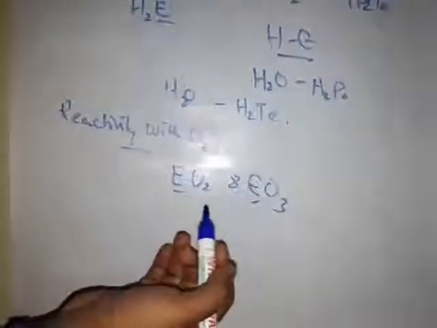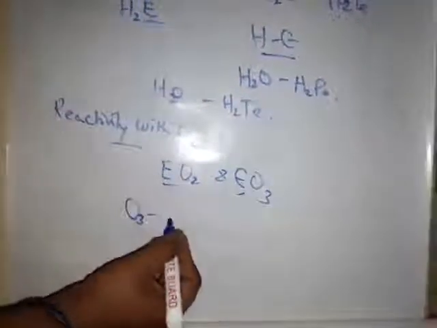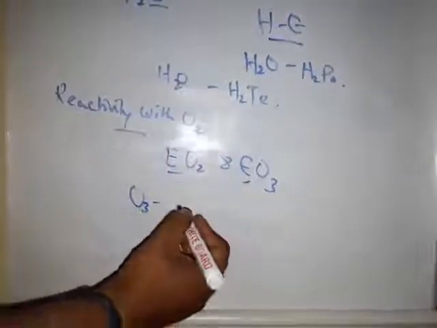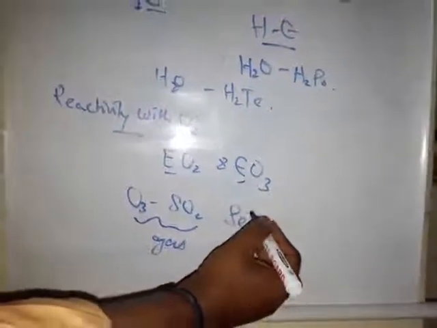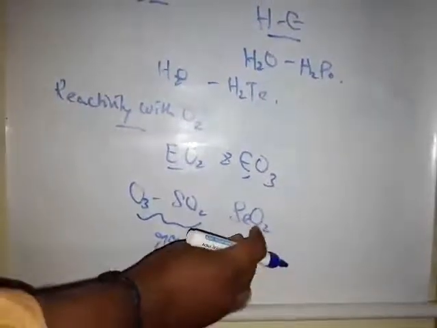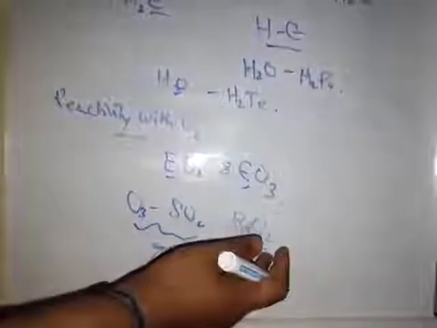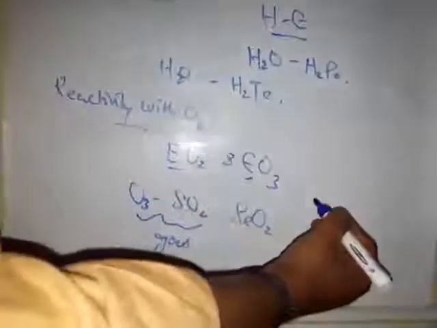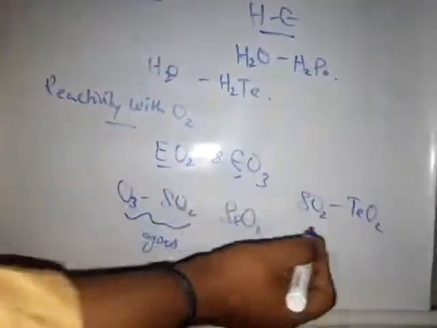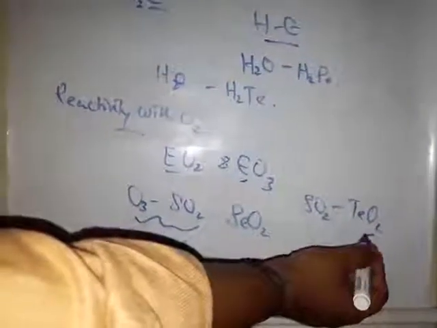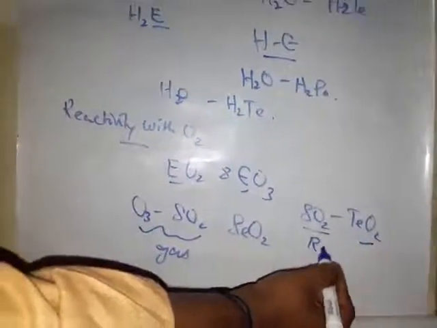Oxygen forms ozone, O3, and sulfur forms sulfur dioxide, SO2, which are gases, while selenium dioxide is a solid. The reducing properties of the dioxides decrease from SO2 to TeO2. That means SO2 is a reducing agent, while TeO2 is an oxidizing agent.